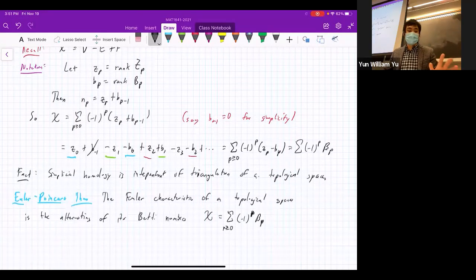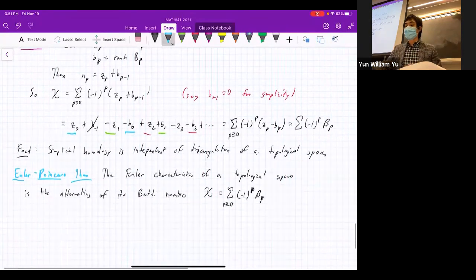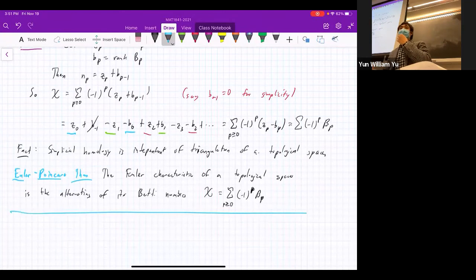Okay, and this is a very beautiful fact about topology. We're not going to go into too much detail, but this is just an illustration of one of the ways you can use Betti numbers and why these things are important.